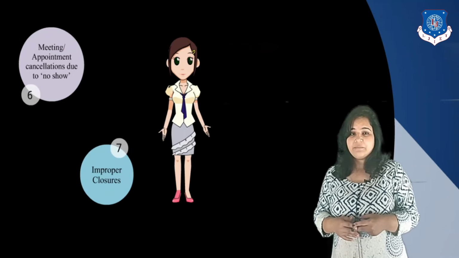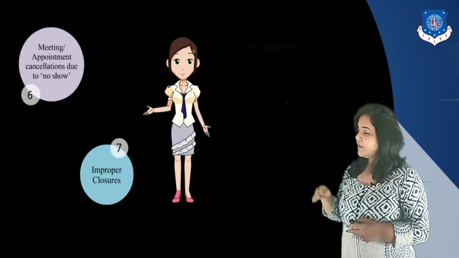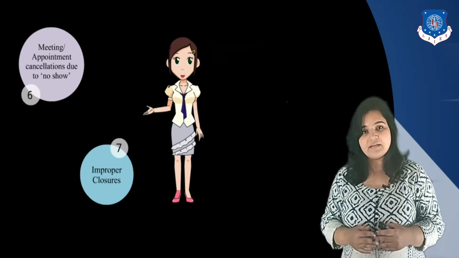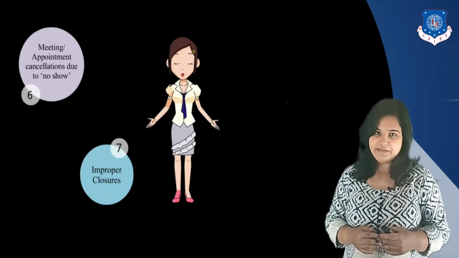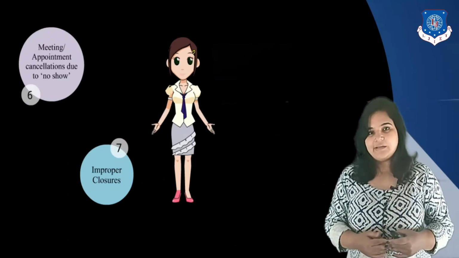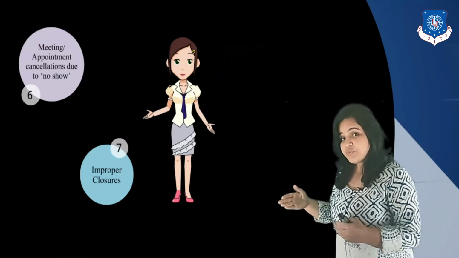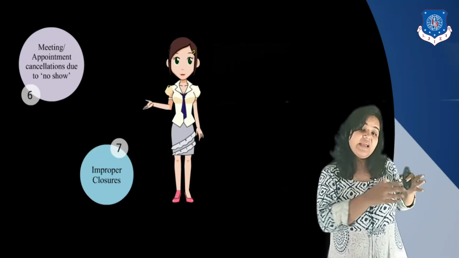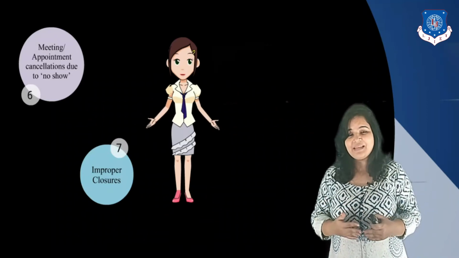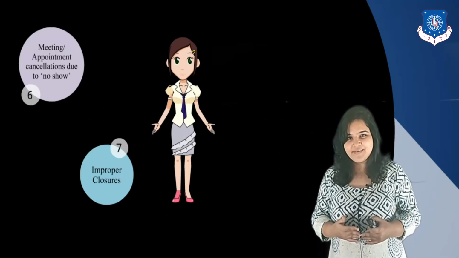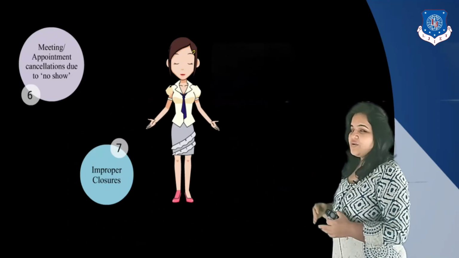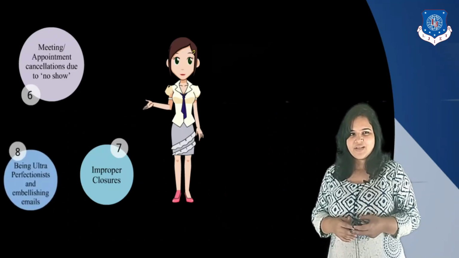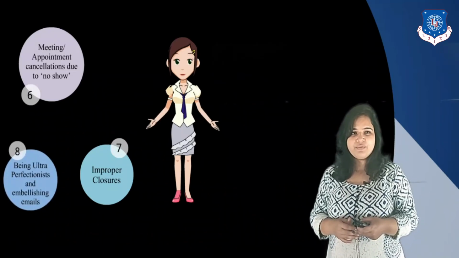One more killer can be improper closures. Closing or declaring that the task is completed while actually it is not completed would lead to failures, because you might move to some other task but you might have to again check upon the previous task because you have not completed it correctly and you have not completed it efficiently. Improper closures are just equal to no closure at all. So make sure that you do not fall into this trap of improper closures.